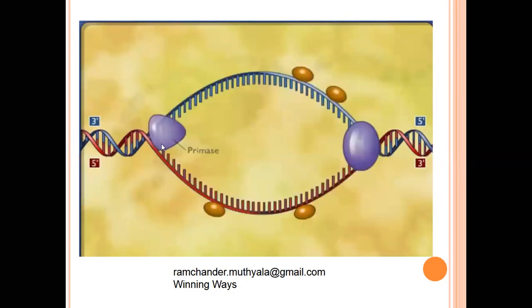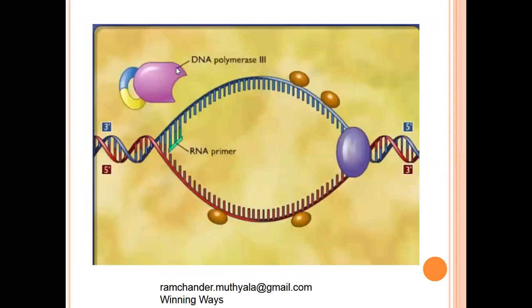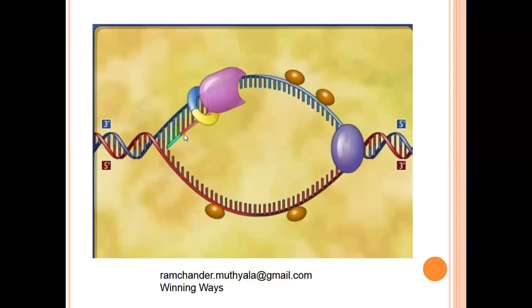Then, on the replication origin, with the help of RNA primase, one RNA primer is synthesized. If the RNA primer is synthesized on the replication origin, then with the help of DNA polymerase 3 enzyme, a new copy of DNA is synthesized.